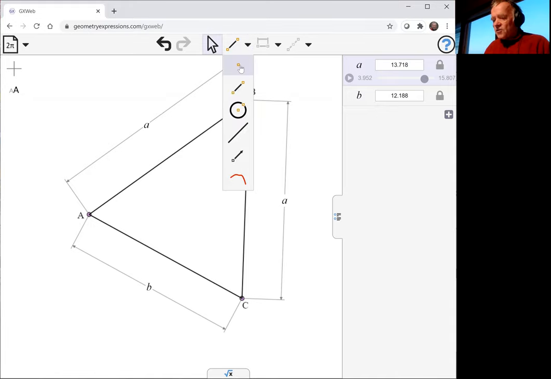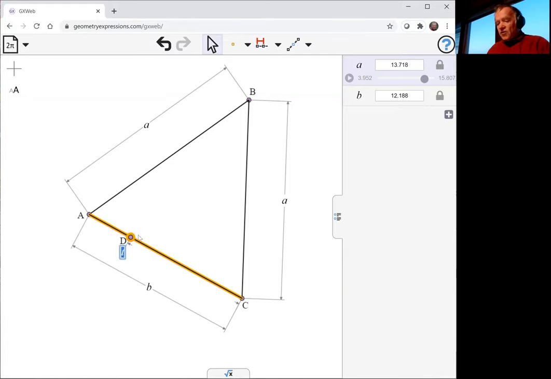Now I'm going to put a point on the base. And I'd like to specify where it is on the base and not just leave it up to GXWeb to decide how to parameterize the drawing. So I'm going to use this parameter, which is the proportional distance of D along the line. Now, if I made that a half, it would put it half along, or a third of the way along. I'm using T, which is putting it a generic distance along.